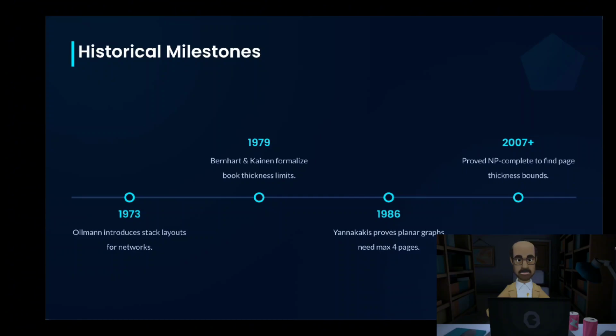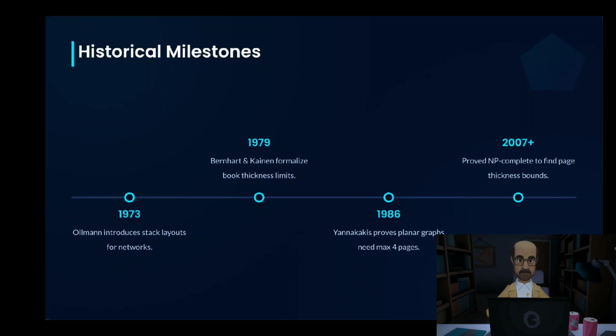Now, let's take a brief look at the historical milestones and see how this concept evolved over time along the timeline. It all started in 1973 when Ullman first introduced the concept of stack layouts for networks, which laid the very first foundation for embedding graphs. A few years later, in 1979, Bernhardt and Kainen formalized the mathematical limits of book thickness, giving us a clearer framework to work with.